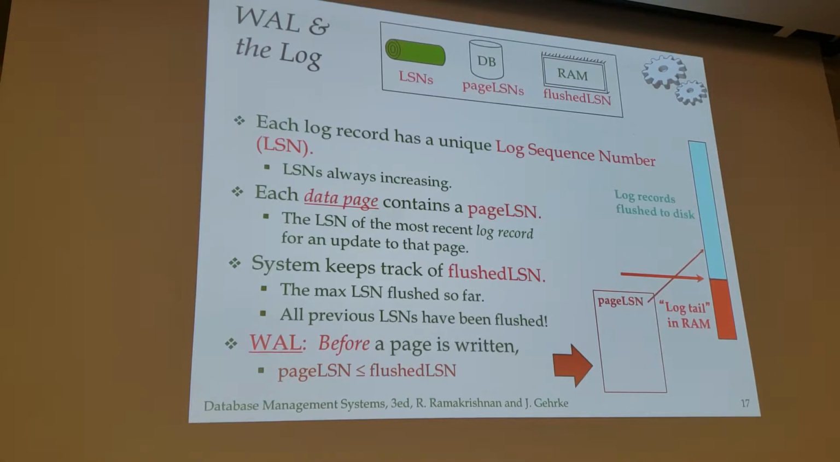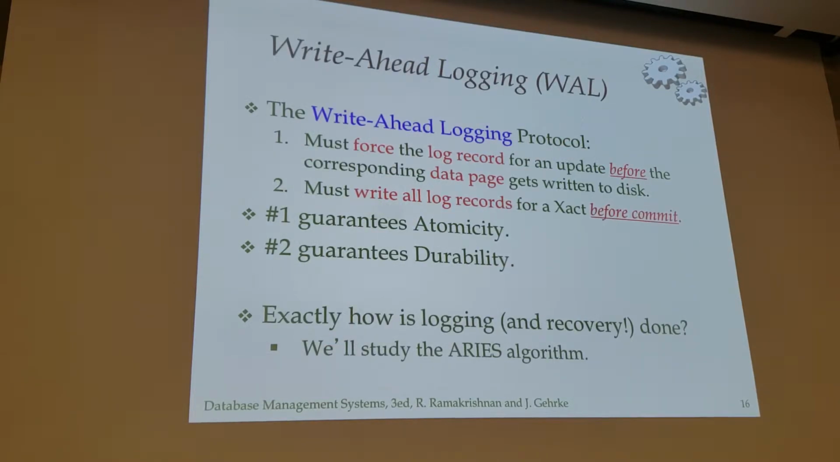Got the concept right? Page LSN, the last log record for an update to that page. Flushed LSN, the last log record that I know has been flushed out to persistent storage. And now, remember what we talked about, write-ahead log, and condition number 1 on write-ahead log. Let me show you that, and then we'll go back. Condition number 1, must force the log record for an update before the corresponding page gets written to disk.